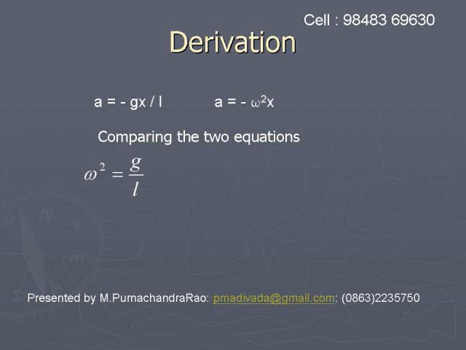So, instead of omega square, we have g by L in the relation for acceleration of the bob of the simple pendulum. Hence, comparing these two equations, we will get omega square is equal to g by L. Omega is a constant. g is constant at a place. For a given length of the pendulum, L is constant.